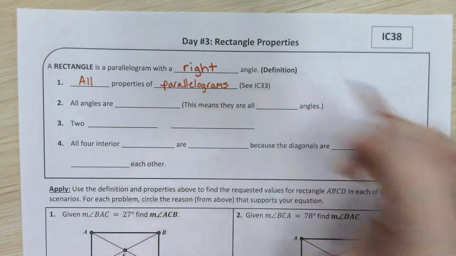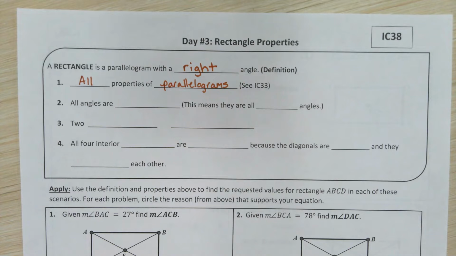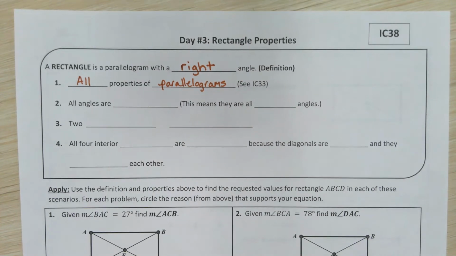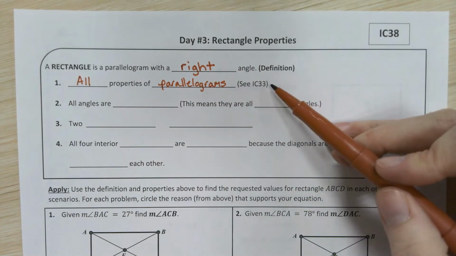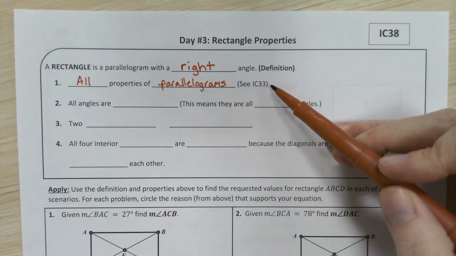So when we look at a rectangle, just like when we look at a rhombus, just like when we look at a parallelogram, we can remember that opposite sides are parallel, which means alternate interior angles are congruent, opposite sides are congruent, opposite angles are congruent. We also have consecutive angles that add to be 180 degrees and diagonals that bisect each other. So all of those properties are still true and can still help us to solve problems.